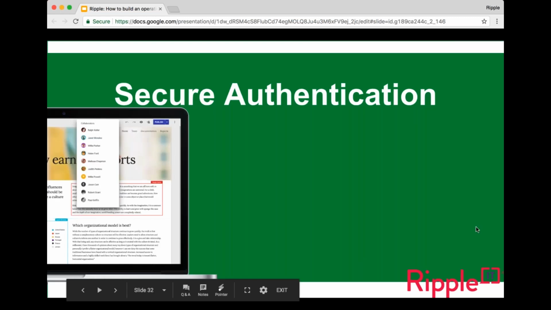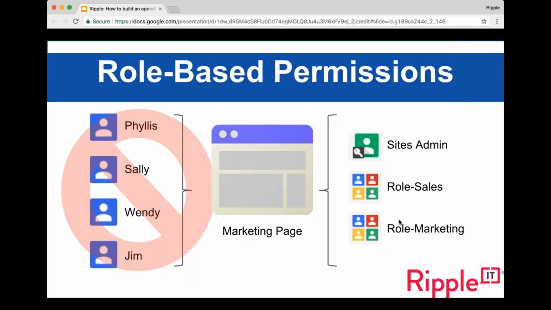So the last portion of developing an operations site is really enabling a fluid and manageable authentication plan. Role-based permissions is something that we talk a lot about in our Drive as a file server methodology, but we see that since Google Sites tends to lend itself to this sort of ad hoc, as-needed sharing method, it works with a small team. But we see a lot of customers that are trying to just share to individuals on an as-needed basis, which gets confusing. So for example, Phyllis, Sally, Wendy, and Jim all have access to this page, and they can look and they can do what they please. But we recommend taking it a little bit further.